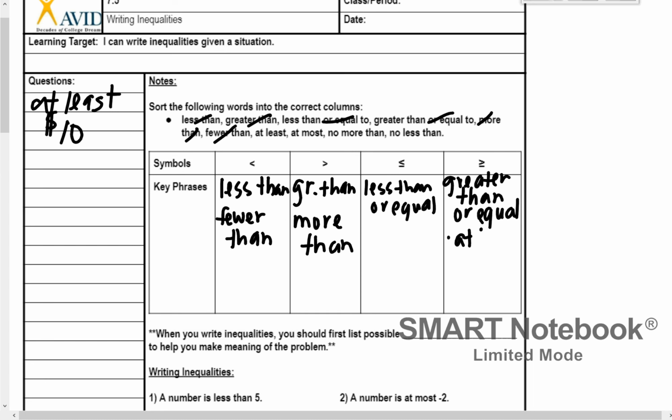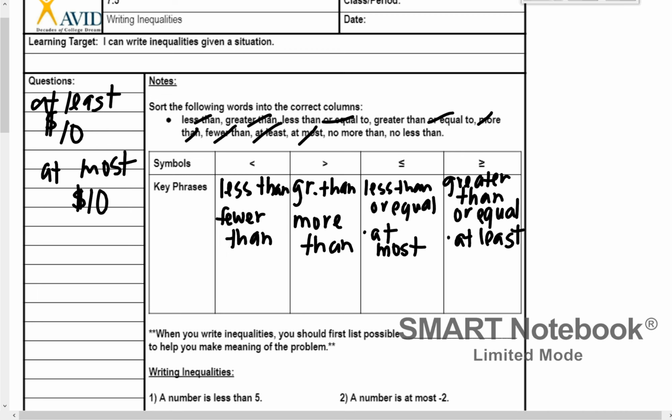So at least, a lot of people want to think that that's less than, but if the lowest amount is the number they give you, all the other amounts have to be higher. So it's actually greater than or equal to. At most would then be the opposite. Think about if you have at most $10 in your pocket. You could have $10, okay? But you could also have less than that. So if you have at most $10, it would be less than or equal to.